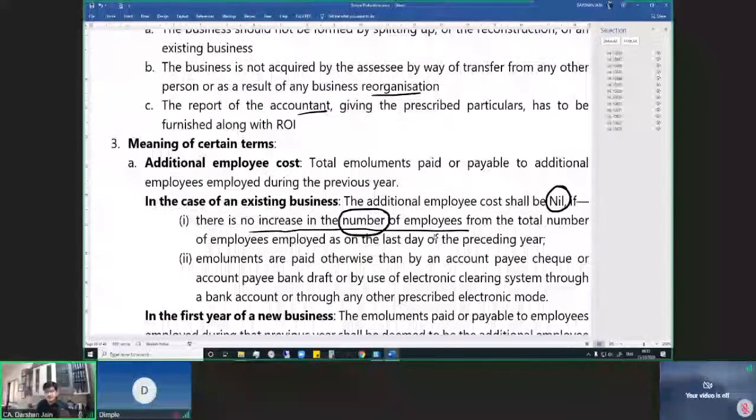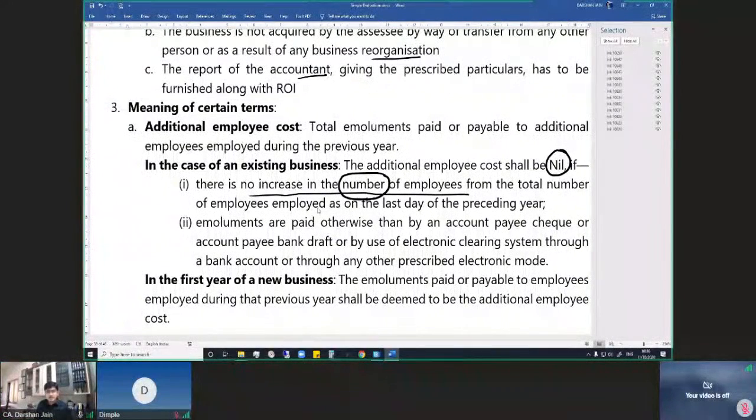There should be an increase in the number of employees from the total number employed on the last day of the preceding year. So the closing number of employees of the preceding year and the closing number of employees of the current year, there should be a change in that number, and it should be a positive change. If at all there is a decline in the number, the additional employee cost would be treated as nil. Only if there is an increase in the number of employees vis-a-vis the immediately preceding year could you claim the deduction under 80JJAA.